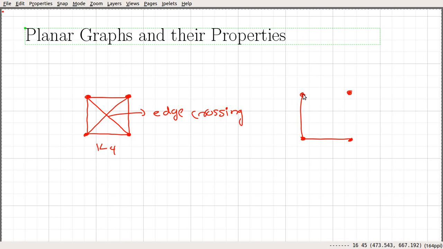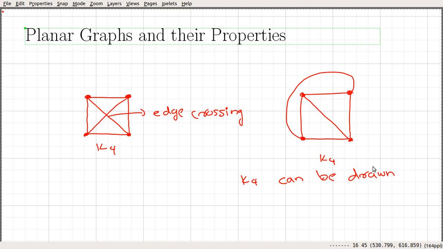So we have this cycle, and these two edges. Now we can see that there is no edge crossing, and we can draw the remaining edge something like this. So again we have this K4, because there is no edge crossing. So that says K4 can be drawn with no edge crossing.